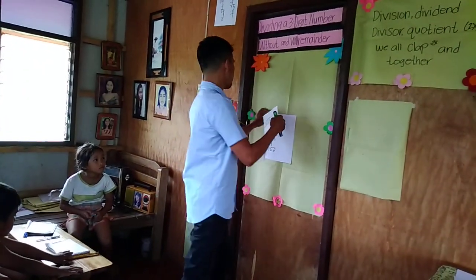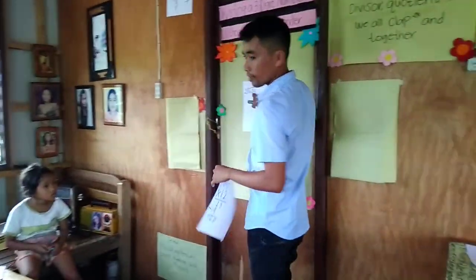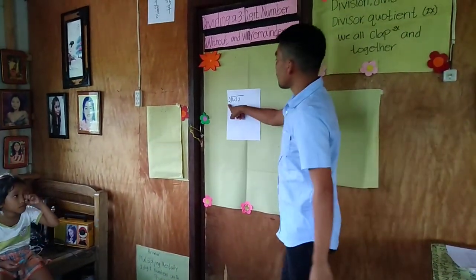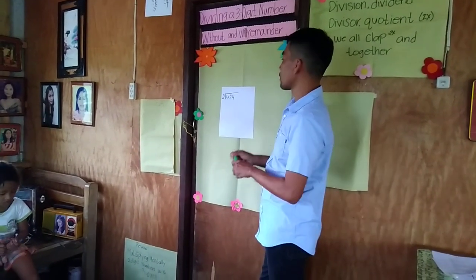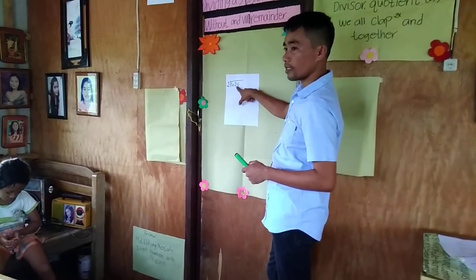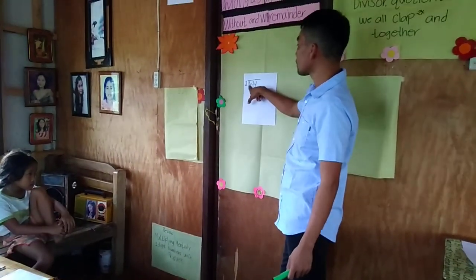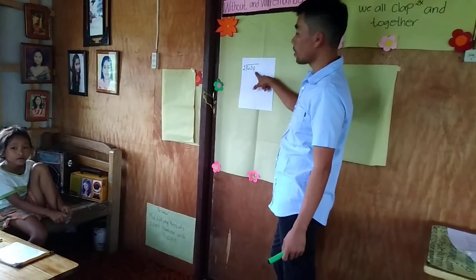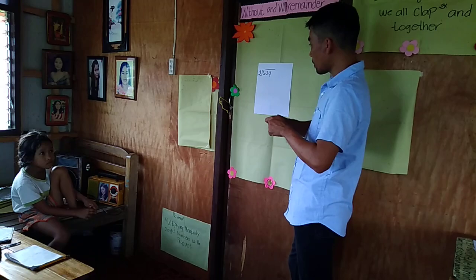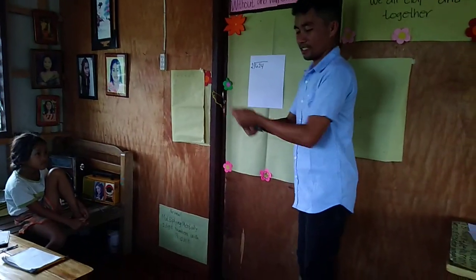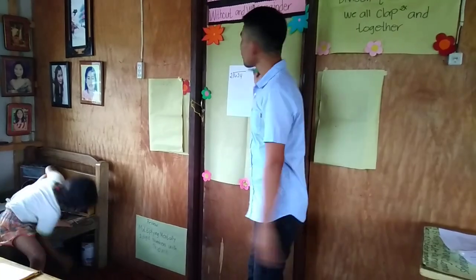So, just for example, how many digits are there? Three. This one, class, is the divisor. And this is the dividend. 624 divided by 2. Let's start with the hundreds. 6 divided by 2 is 3. Okay.